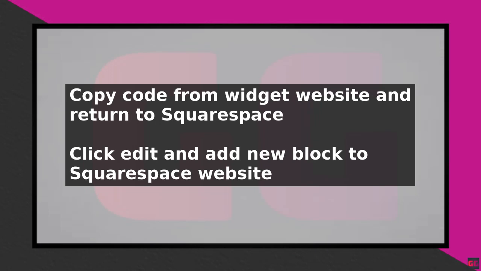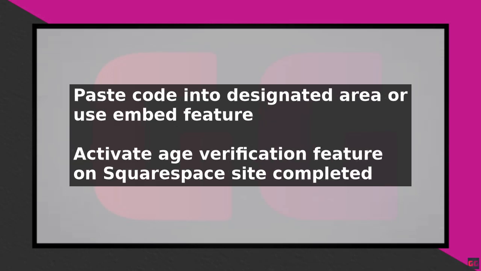Click Edit and add a new block. Select the Code or Embed option, and paste the copied code into the designated area. Alternatively, you can use the Embed feature to add the code to your website. Once you've completed these steps, the age verification feature will be active on your Squarespace site.